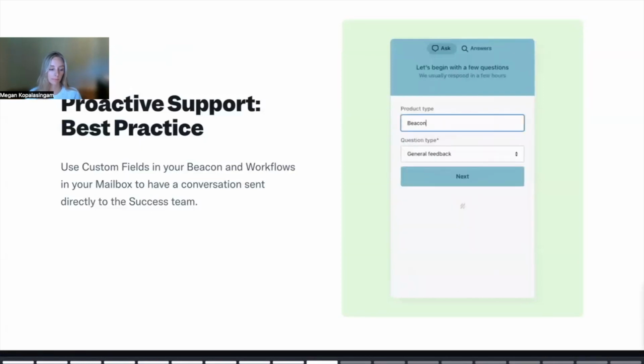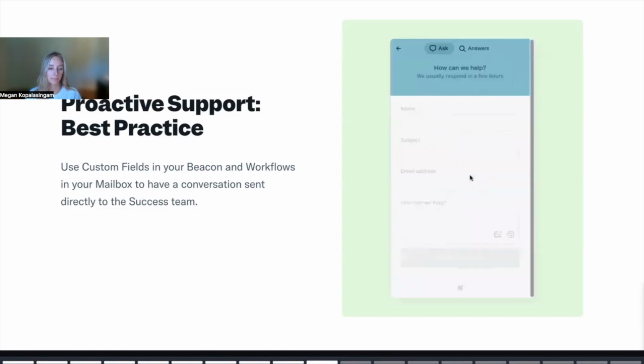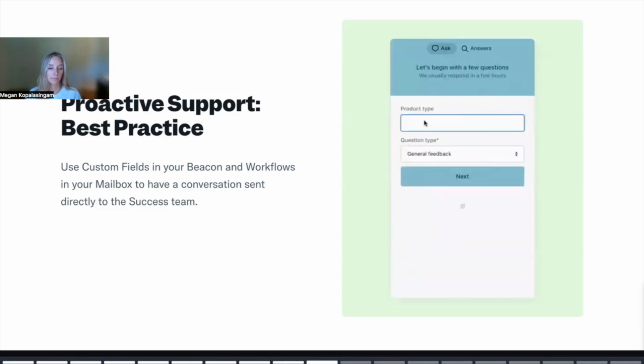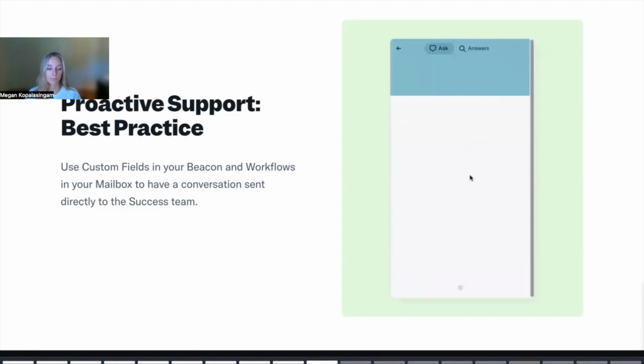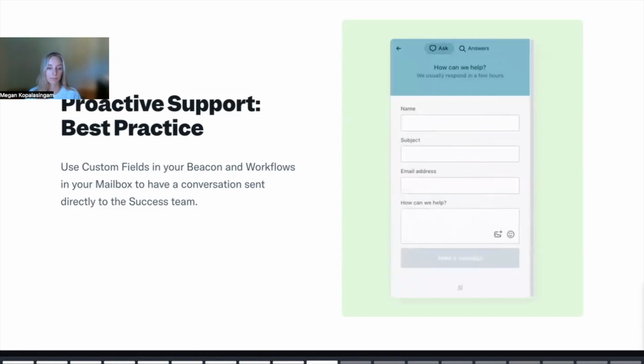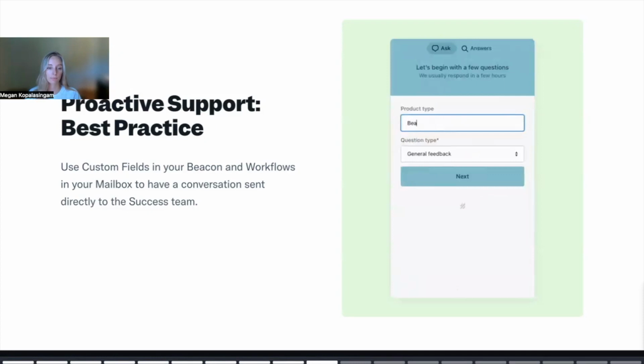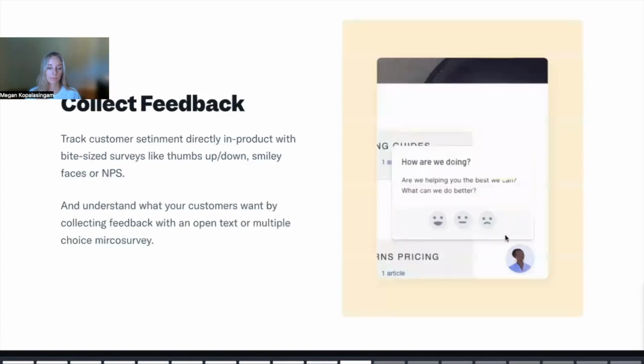So with that combo of messages and custom fields in your beacon and workflows, you can really move people quickly through the process and get them help as fast as you possibly can without having to offer chat, but still giving that real human experience there.